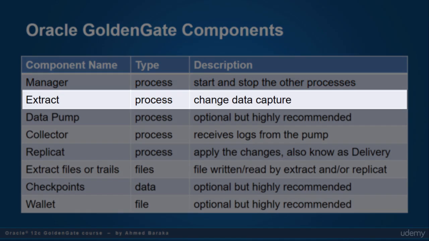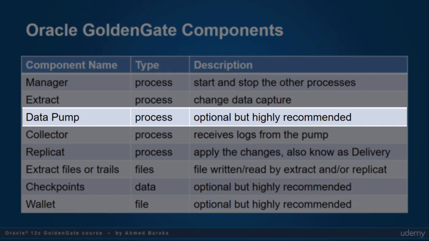The extract process reads from the source database transaction log files and stores the committed transactions in GoldenGate specific files called extract trail, or you can call it trail for simplicity. Sometimes the extract process is called the change data capture process or capture process.